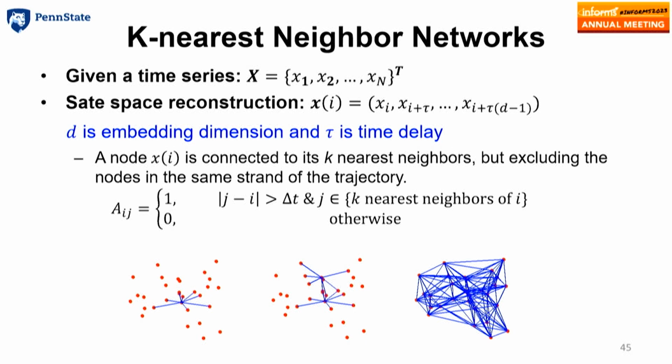Given a time series, we can reconstruct the state space, where D is the embedding dimension and tau is the time delay. We assume a node Xi is connected to its k nearest neighbors, excluding the nodes in the same strand of the trajectory. This is called a Theiler window. You see here, this node is connected to k neighbors, and this node is connected to k neighbors. Then we can derive a network and also the adjacency matrix.